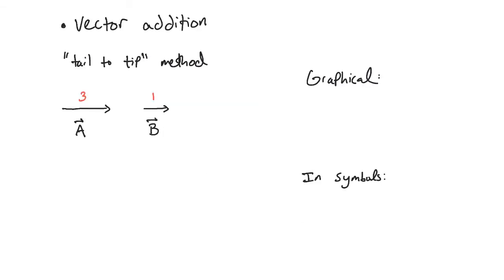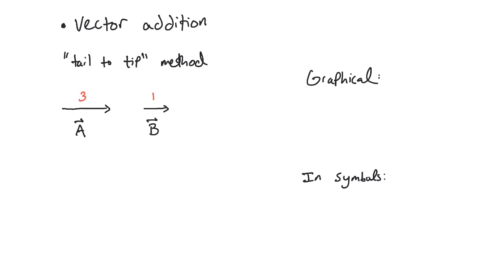All right, so let's take a look at vector addition. Very important mathematical skill to master, and it's pretty easy. What we do is we do what's called the tail to tip method. So let me show you how to do that. We've got vector A here. It has a magnitude of 3. I've just written that above each vector. And then vector B, and it has a magnitude of 1. And what we're after is adding the two together.